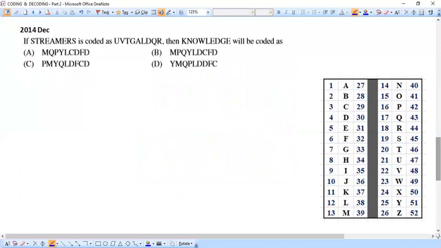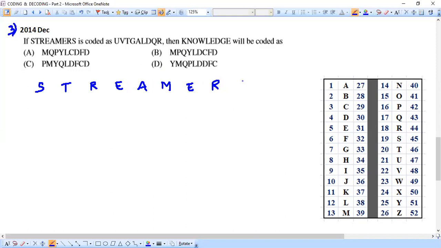Question number 3 with us. And this question is from the year 2014, December. I'm marking it to be question number 3. Yes. Let's see the question. If the word streamers, let us note it here. The word is little long here, so we need some space here. STREAMERS. We had quite huge word here, right?